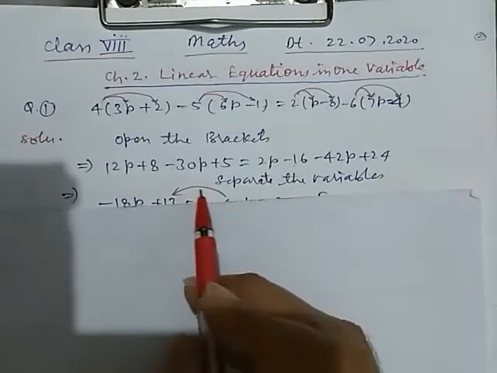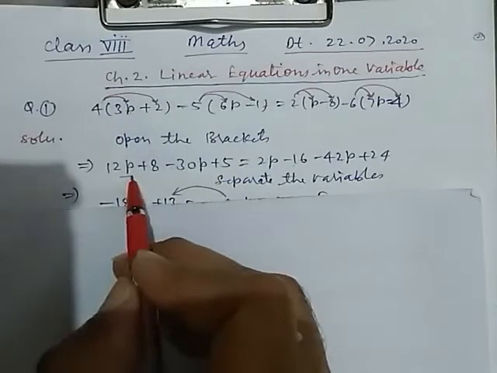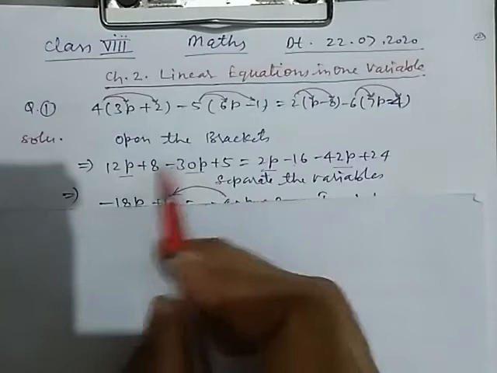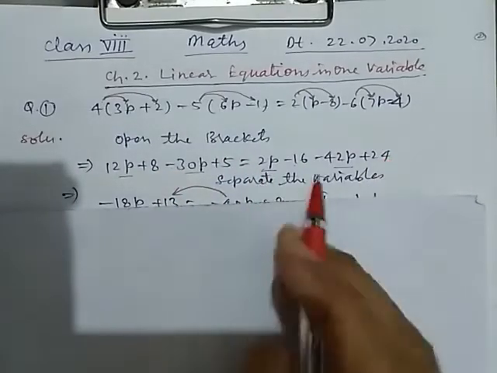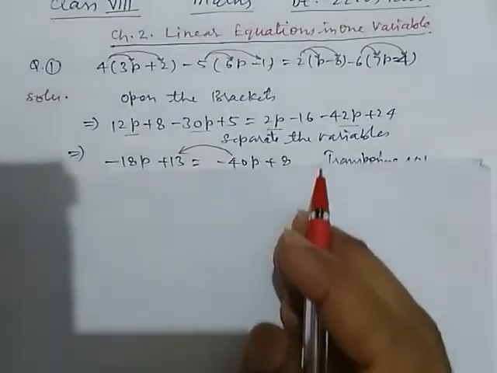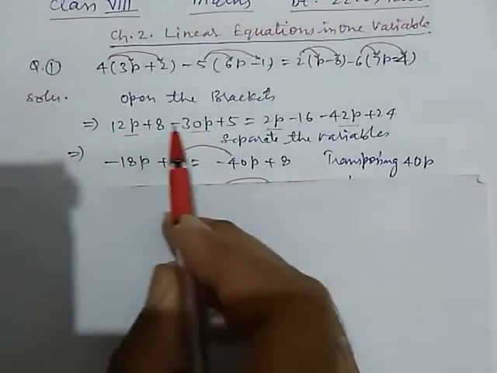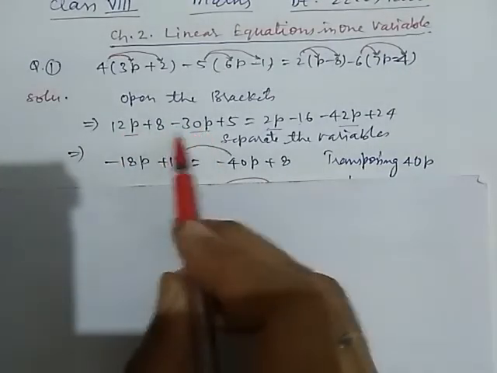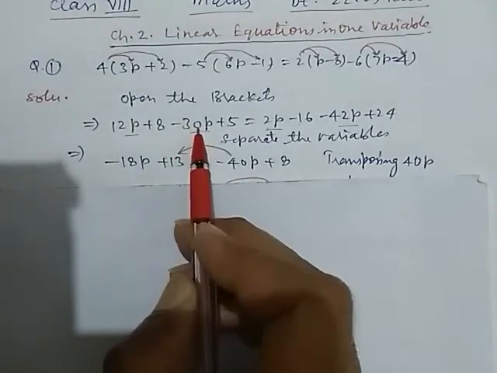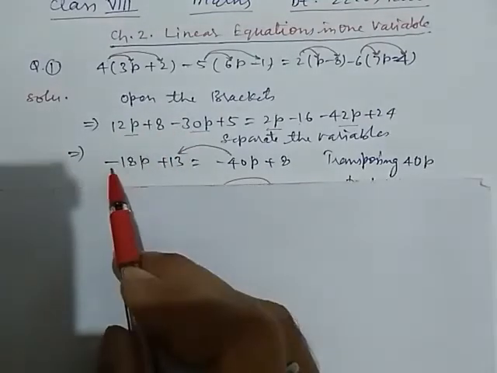Now here what do we want? We want to separate the variables. Here this term is a variable, this term is a variable, here this term and this term, and the rest are numerals. So we want to separate variables and numerals. What do we have to do? First we add or subtract our variables. Here this is positive, this is negative, so we subtract. After subtracting minus 30p, 12p, we get minus 18p.